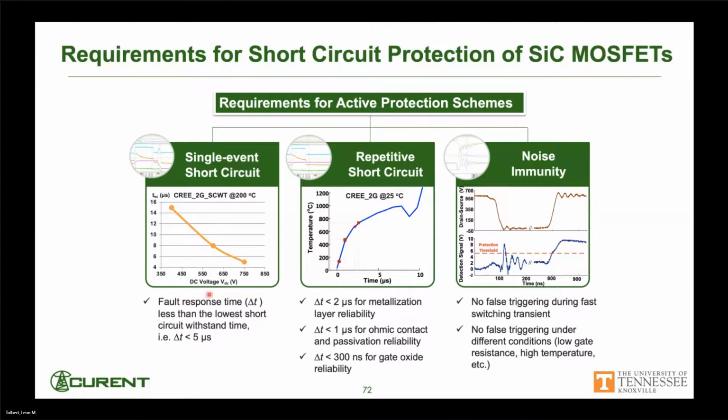In silicon IGBTs, typically we're trying to interrupt things in about 10 microseconds. And if you can do it in less than 10 microseconds, that's usually okay. And what we're saying with silicon carbide MOSFETs is you need to do things much faster, maybe less than 300 nanoseconds.